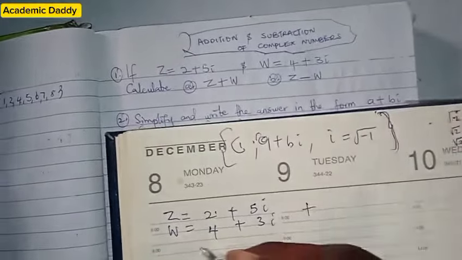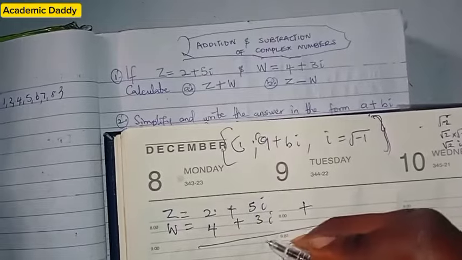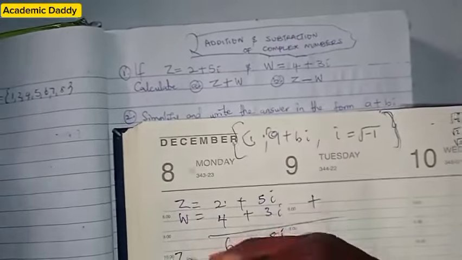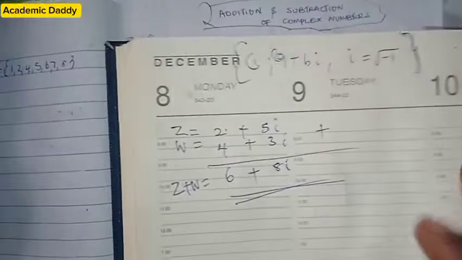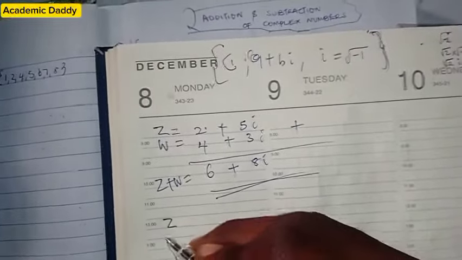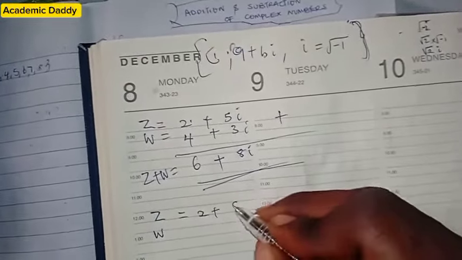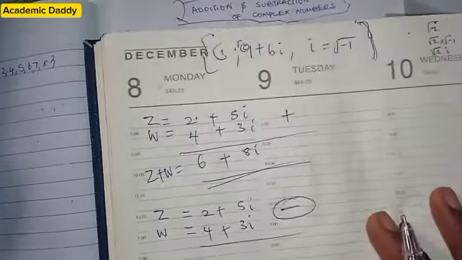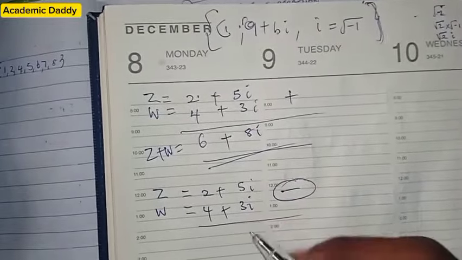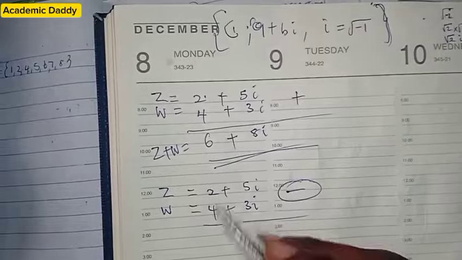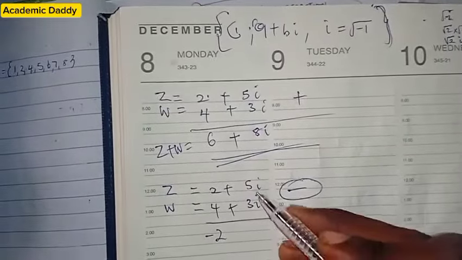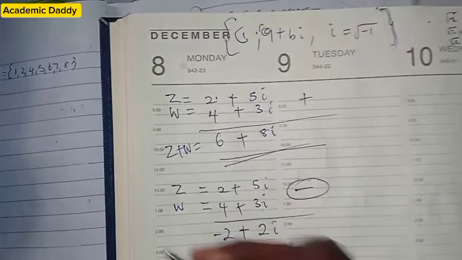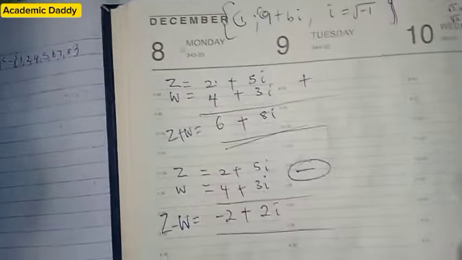So to add, I'll just add the real parts and add the imaginary parts. So this is 6, and this is 8i. So z plus w is equal to 6 plus 8i. Now to get z minus w, to subtract, I'll do 2 plus 5i, then 4 plus 3i. The principle for subtraction is simply to subtract the real part and subtract the imaginary part. So 2 minus 4 is -2. Then 5 minus 3 is 2, so 2i. So for z minus w, this is our answer.